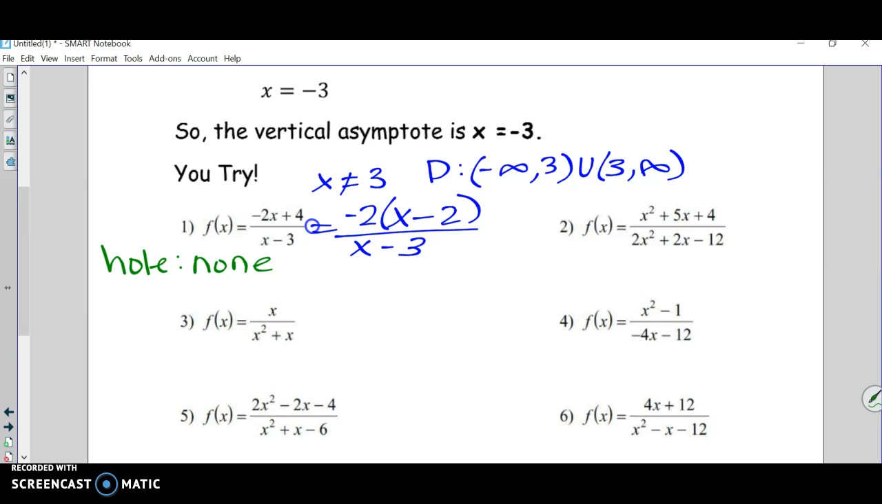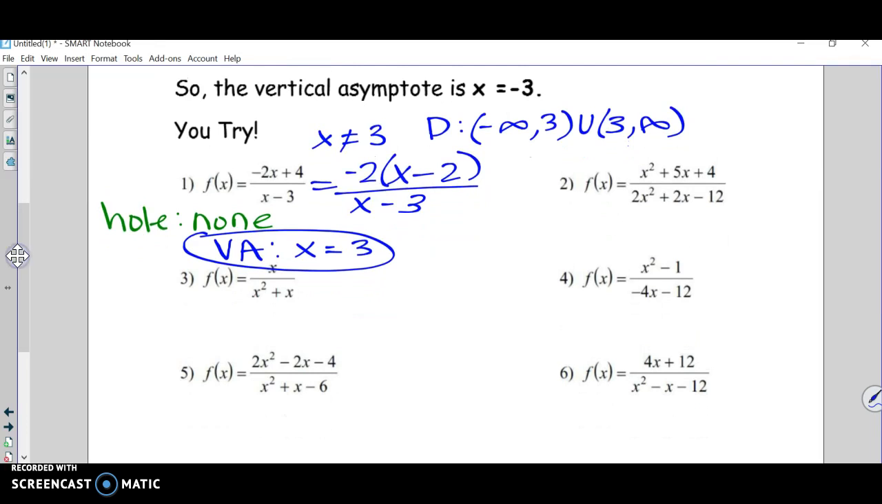So, since I didn't get rid of any domain restrictions, the remaining domain restriction is that my only domain restriction. Did I get rid of him with a hole? No, so he is my vertical asymptote. He is that dotted line I drew at the very beginning of class, where your domain has to stop, okay? It is a wall or a vertical line, okay?